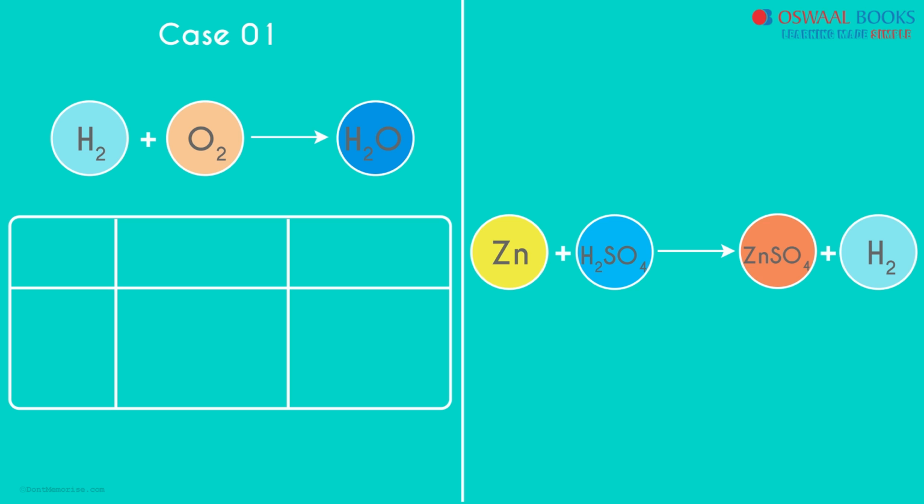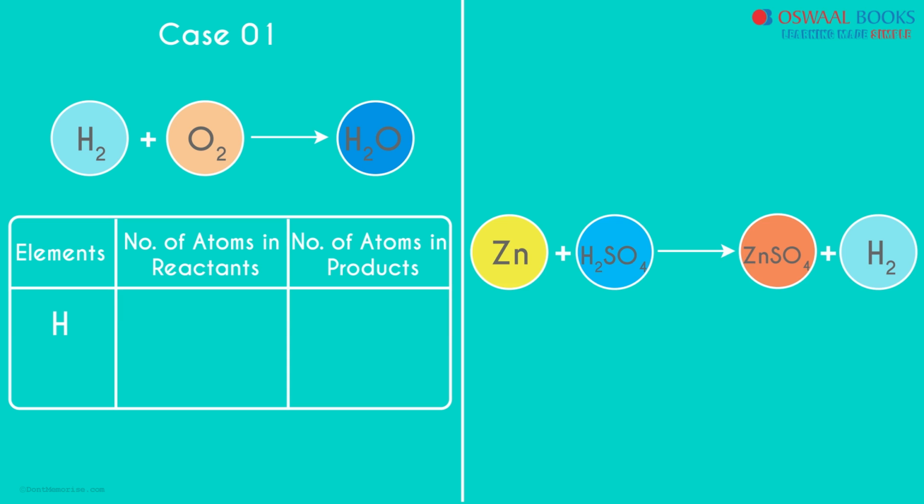In the first column, we write the symbol of the elements that are involved in the equation. Then in the second column, we write the number of atoms in the reactants. And in the third, we write the number of atoms in the products. Which are the elements involved in the first equation? Just two elements. So we write H and O in the first column.